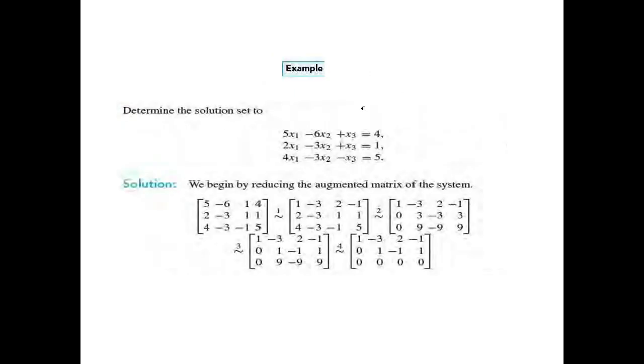Example: determine the solution set of 5x1 minus 6x2 plus x3 equals 4, 2x1 minus 3x2 plus x3 equals 1, 4x1 minus 3x2 minus x3 equals 5. So again we first write that system into augmented matrix form: 5 -6 1 4, 2 -3 1 1, 4 -3 -1 5, right? By using elementary row operations we want to convert this matrix into reduced echelon form.